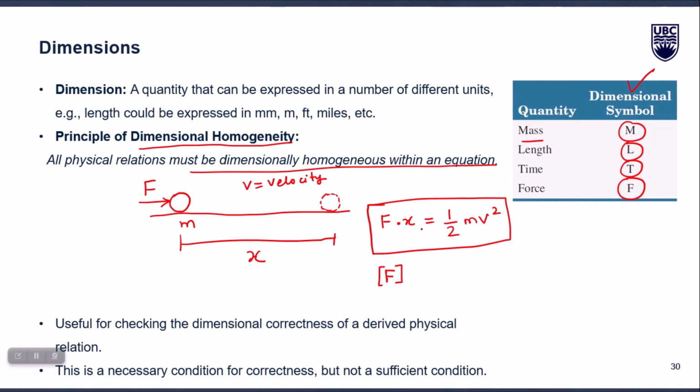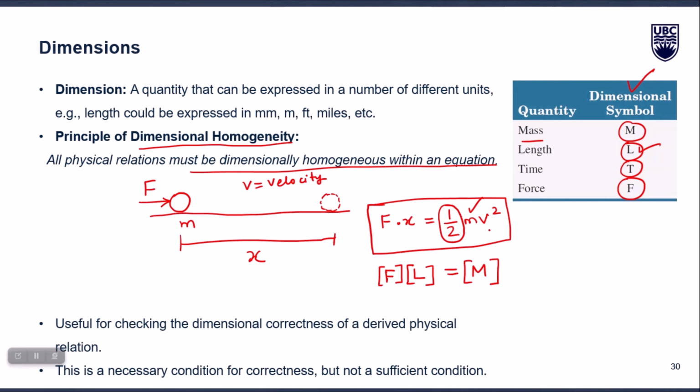x will have the dimension of length, right? It is a length which that mass traveled. So it should have a dimensional symbol capital L. So F times L is equal to 1/2, which is a dimensionless factor, right? It's a constant dimensionless factor. It doesn't have any dimensions. m is the mass of that object, so it should have the dimensional symbol capital M.